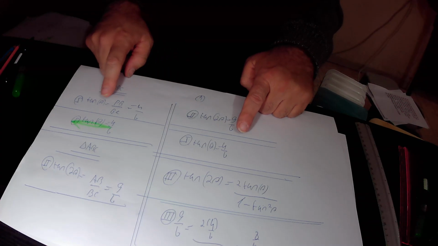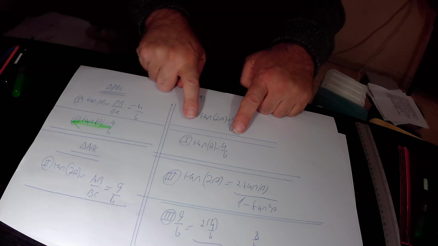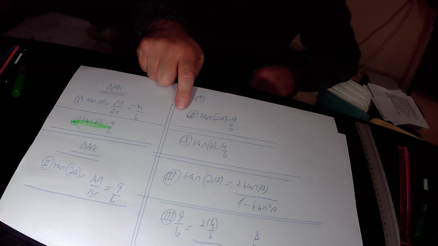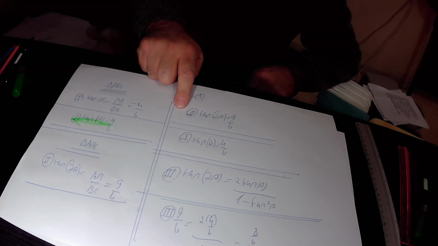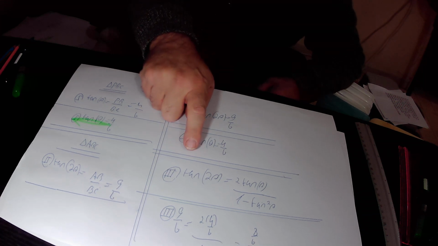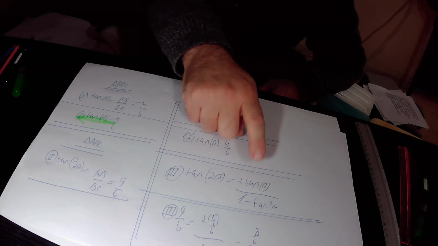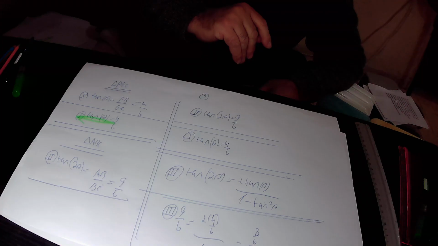According to equation 1, we found that tangent theta equals 4 over b. The next step, we implement the trigonometric identity that says tangent 2 theta equals 2 times tangent theta over 1 minus tangent squared theta. So we implement this trigonometric identity in our question.